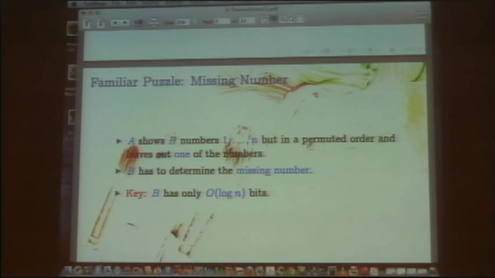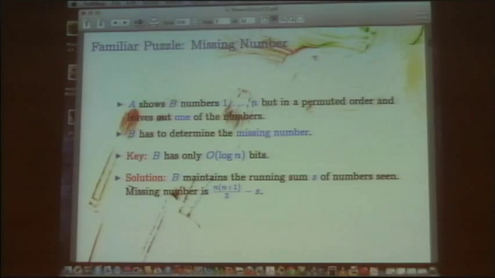Obviously, if B had enough memory to keep track of all the numbers he's seen, it would be easy to figure out the number that was left out. But we're going to assume that B has a very small amount of memory. He can just remember a couple of numbers perhaps, but not all the numbers. By now, it's a well-known puzzle, and the question is, how does B find the missing number? There's a very simple solution.